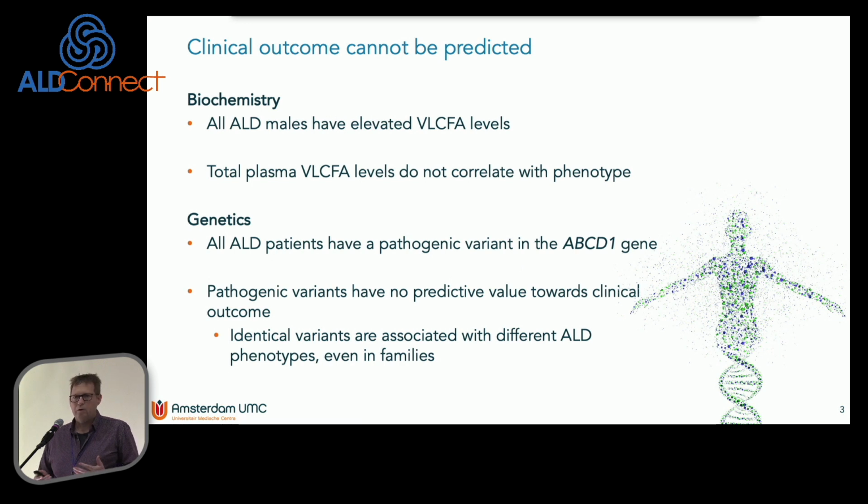So if you know the variant, there can be different clinical outcomes. Even in families, there are males with cerebral ALD, and then there can be brothers that develop spinal cord disease when they're over 40.